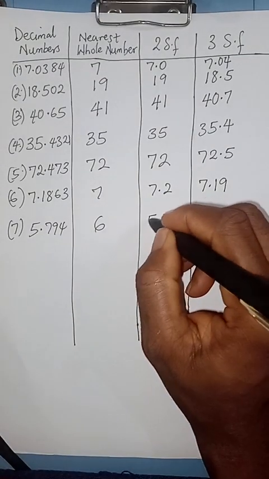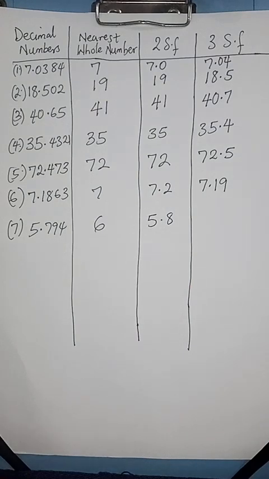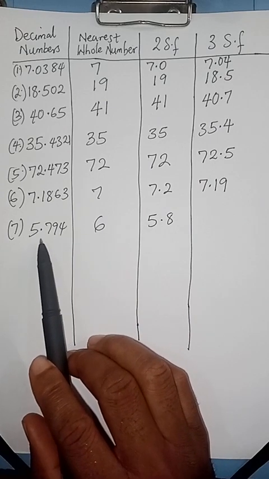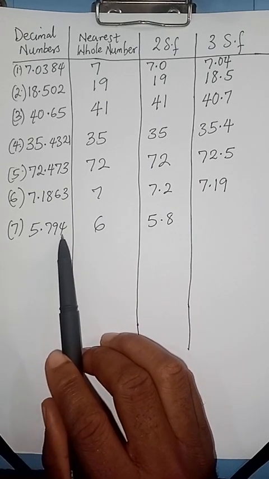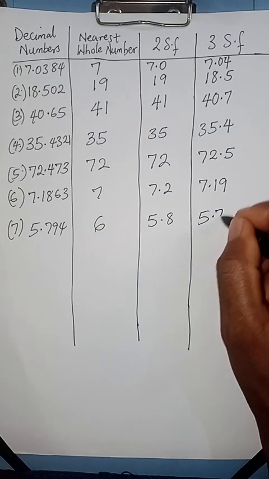So it is 5.8. So three significant figures, 5.79. But before you write the 5.79, you check the digit after 9. It is 4. So which means you're rounding down. And your answer becomes 5.79.